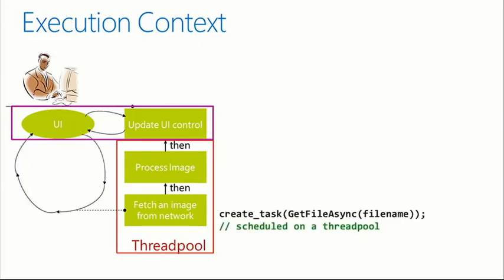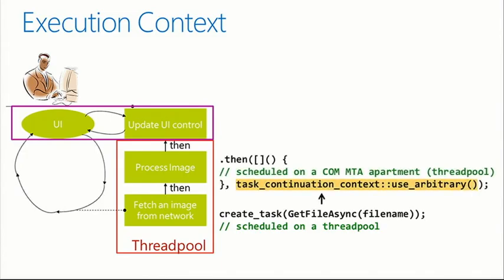So it's pretty straightforward. When you create a task, by default, it gets scheduled not on the UI thread. Okay? And for the process image, again, we said we don't want this to run on the UI thread. So we pass a parameter to then, which says task continuation context, use arbitrary. What this is essentially saying is to schedule this back on the MTA, COM MTA, which means that any thread is free to pick up any thread on the thread pool, in this case it will be the ConcRT thread pool, is free to pick up this continuation to execute.